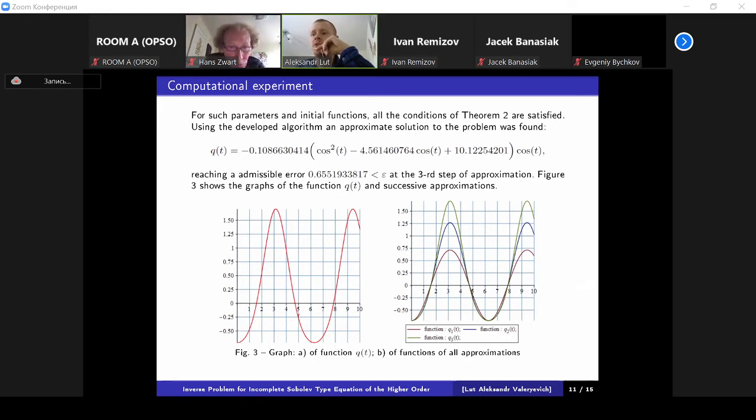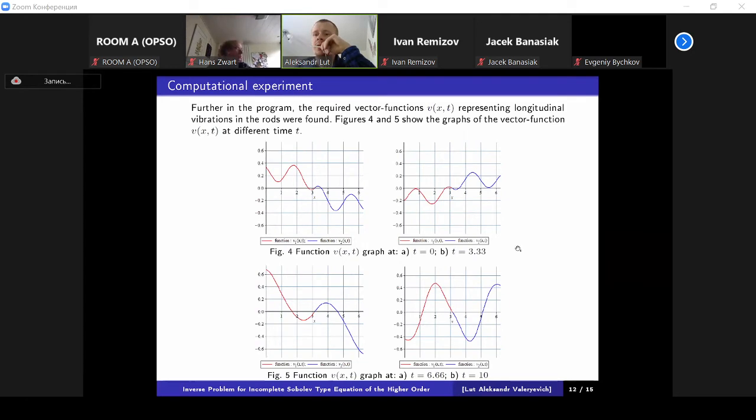Next, the functions Q and all successive approximations were found. Then the vector functions F, u, V were found, which consist of the sum of solutions to the regular and singular problems and present the longitudinal displacement at the point X at time t on each edge of the graph. Graphs of the vector functions are given for different times t from 0 to 10.